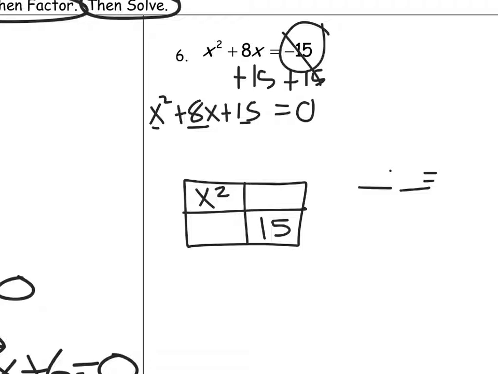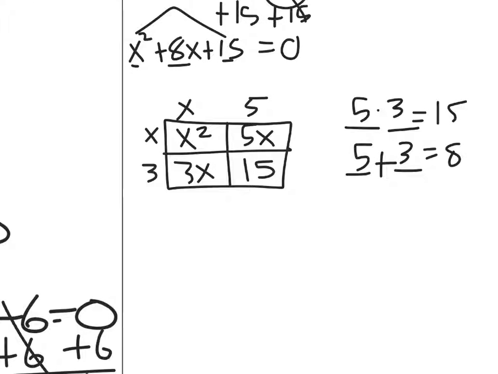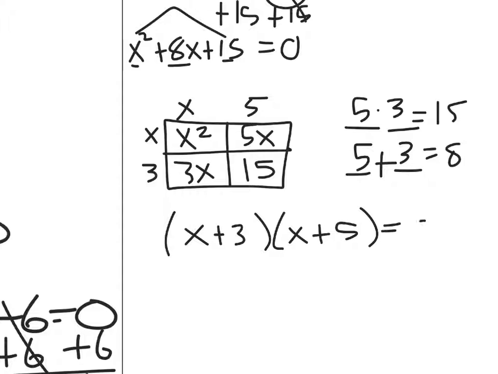What times what equals 15? What plus what equals 8? Those ones are both positive, 5 and 3. So we do 5x and 3x. And the outside of the box is x and x. I need a 5 here and a 3 here. And my factored form is x plus 3 coming from here, and x plus 5 coming from here. And then an equal 0, because our equation is equal to 0.